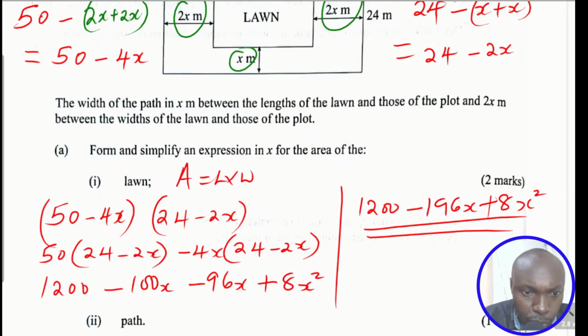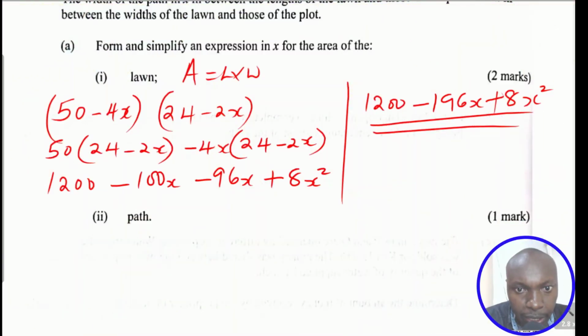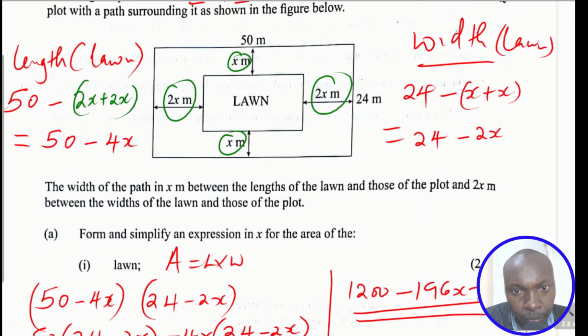Let's proceed to the second part of the question. The path. We're supposed to form and simplify an expression in x for the area of the path. Now look at the path. The path is the one that is between the bigger rectangle which measures 50 and 24 and the lawn. So how do we get the area of the path? To get the area of the path, we simply need to take the area of the bigger rectangle, then subtract the area of the lawn.